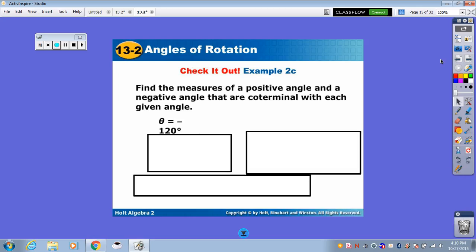Last one, find the measure of the positive angle and a negative angle that are coterminal with negative 120 degrees. Pause the video. Resume when you're ready to check your work.